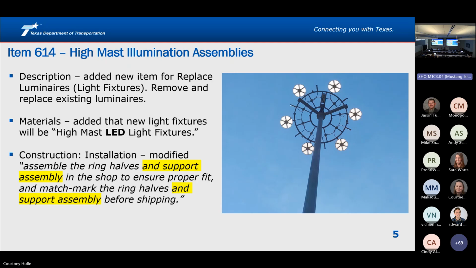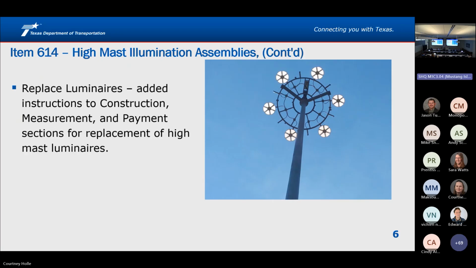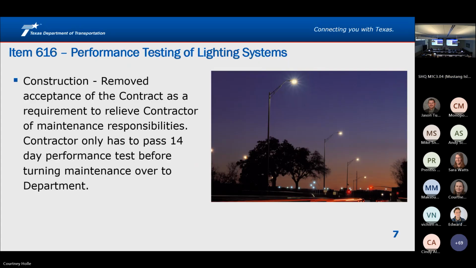Modify assembly, ring halves, and support assembly in the shop to ensure proper fit, and mark the ring halves and support assembly before shipping. So the highlighted section was added. Continuing here with high mast illumination assemblies, for replace luminaires, they added instructions in the construction measurement and payment section for that.